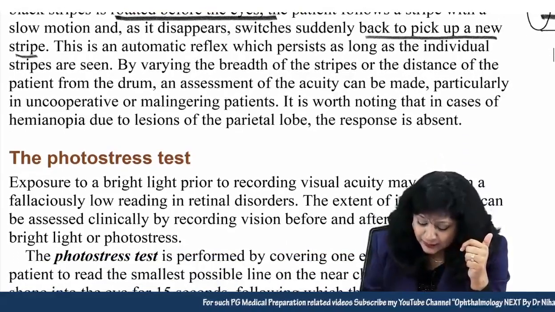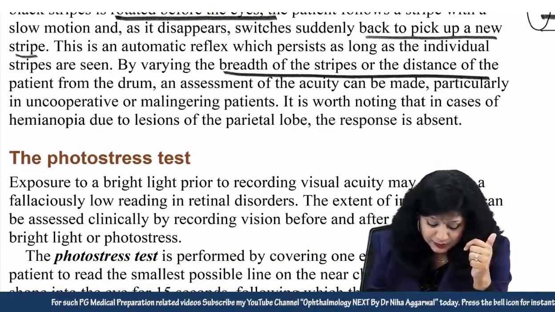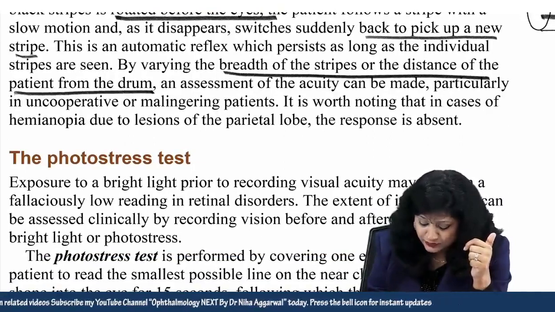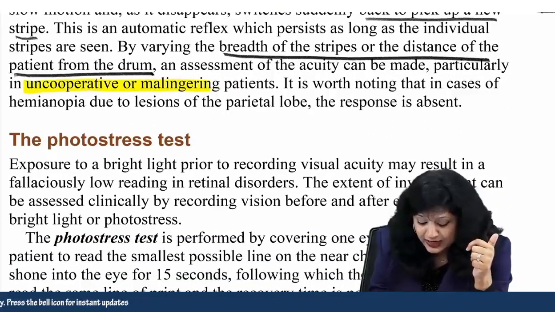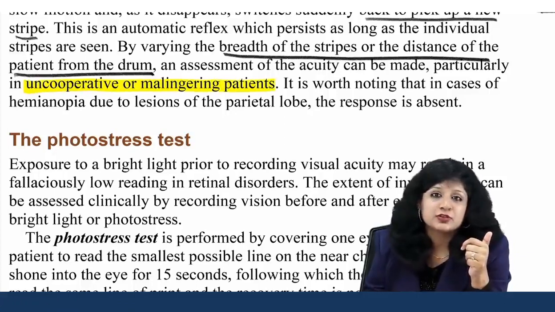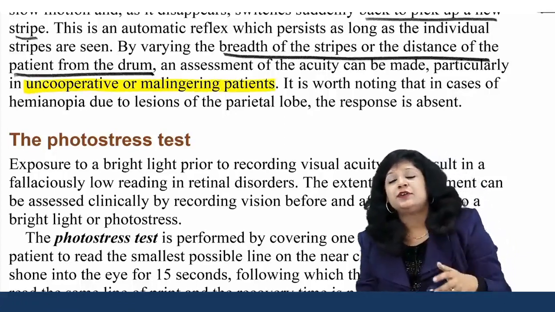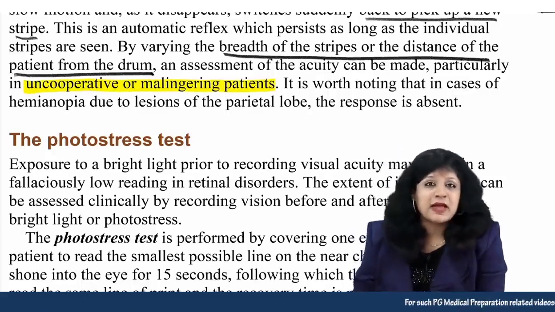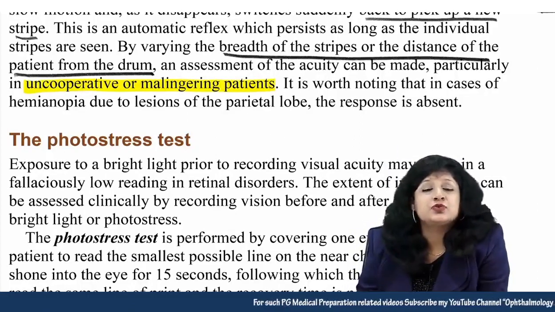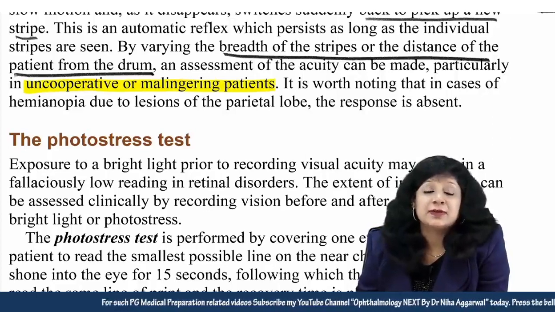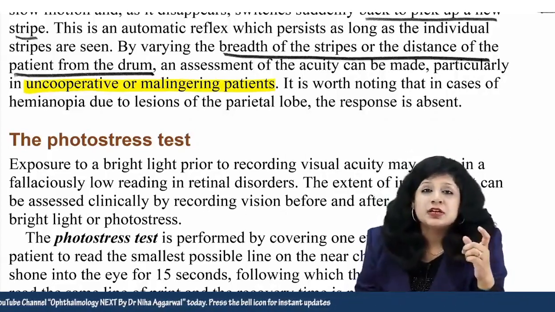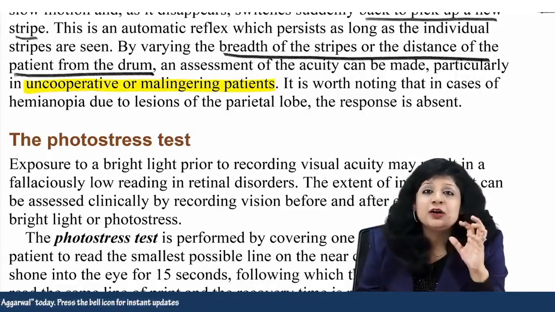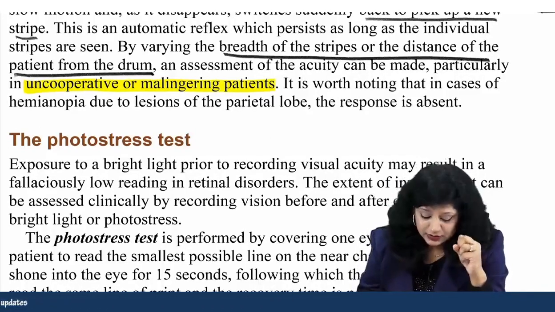By varying the breadth of the stripes or the distance of the patient from the drum, an assessment of the visual acuity can be made. This is especially for the children or the uncooperative and malingering patients also. When we talked about malingering and hysteria, patients are doing malingering due to some financial gain. So at that time we can use this. This is a good thing, because malingering people do not have a hold over this development of nystagmus.